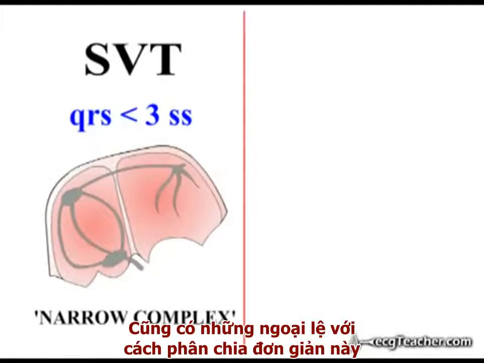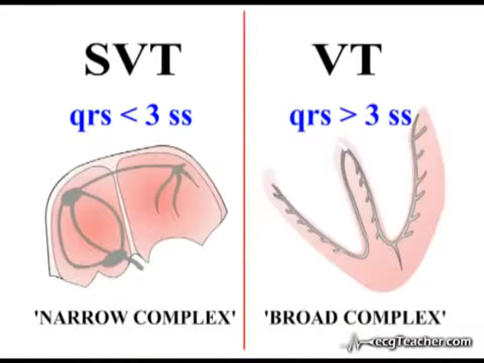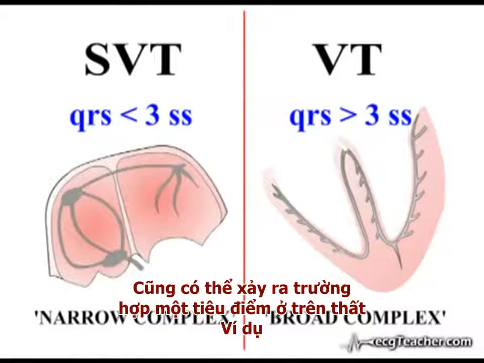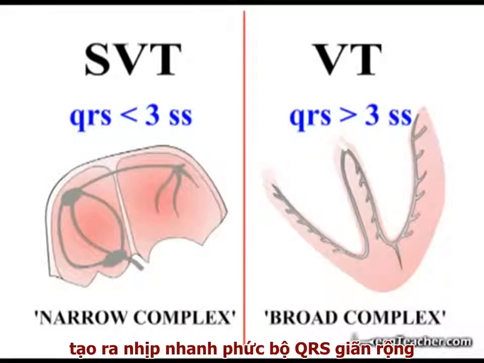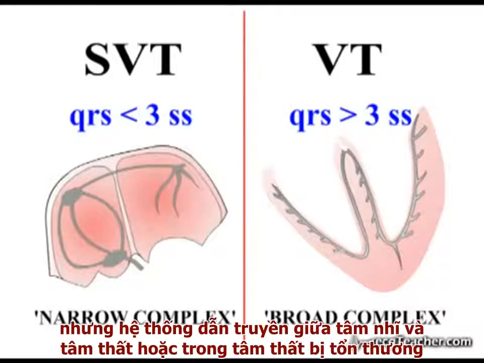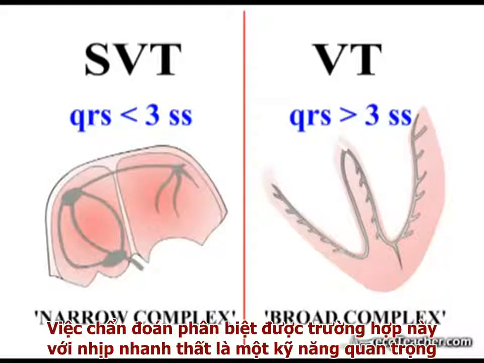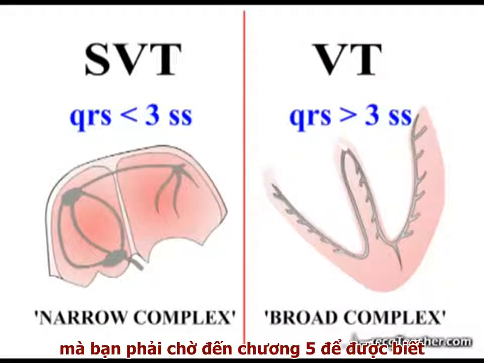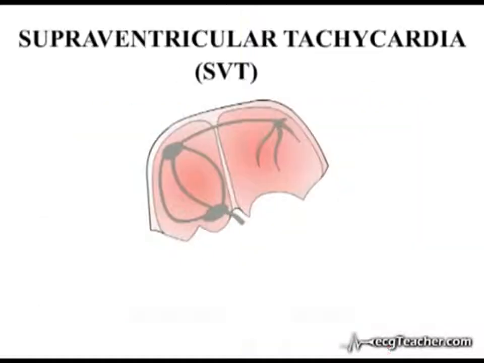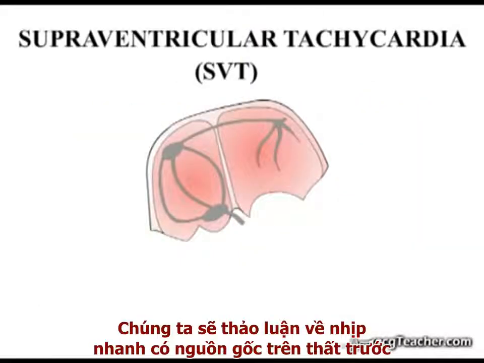There are exceptions to this simple division, however. For example, it is possible for a focus in the supraventricular region to generate a broad complex tachycardia when conduction between the atria and ventricles, or within the ventricles themselves, is abnormal. Distinguishing this possibility from ventricular tachycardia is an important skill, but this must wait until section 5. We will deal with tachycardias arising in the supraventricular region first.